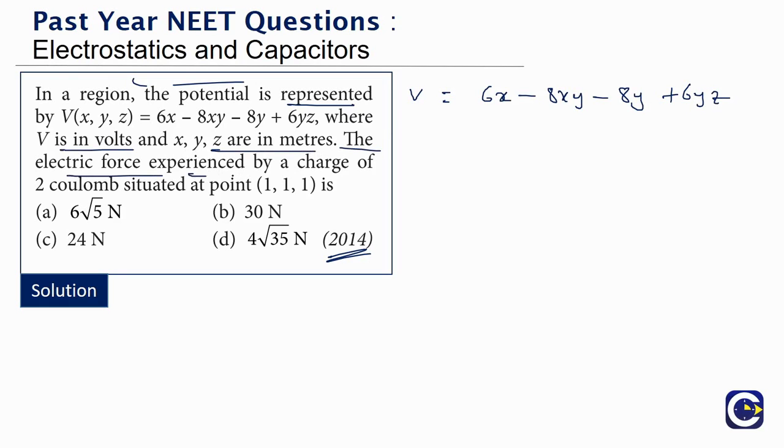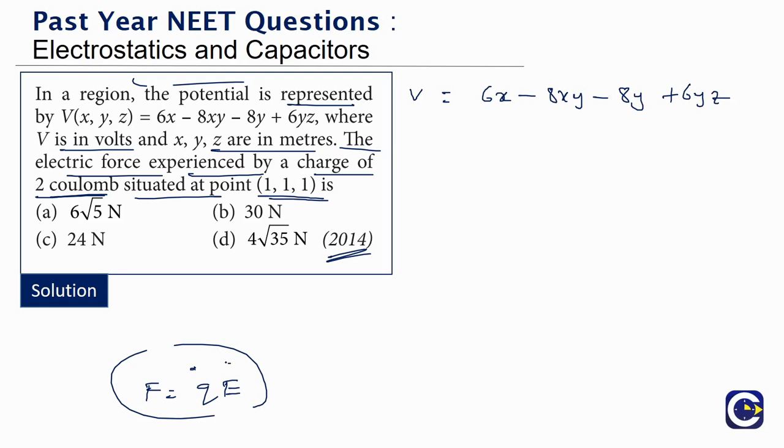The electric force experienced by a charge of 2 coulombs situated at the point 1, 1, 1. Means we have to find what is the force acting on the 2 coulomb charge, which is located at the point 1, 1, 1. See, how do you find force acting on the charge? If you know the electric field at the location 1, 1, 1, then force acting on the charge will be equal to what? Q times electric field. So our first task is what? To find what is the electric field.